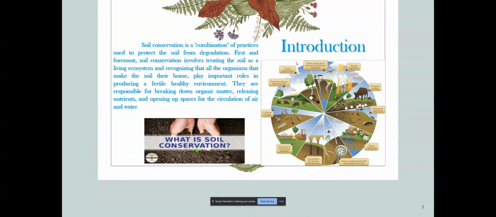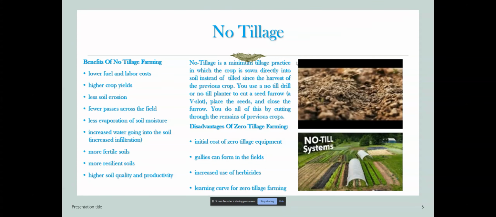So the first thing in understanding soil conservation is what it is. Conservation is a combination of practices used to protect the soil from soil degradation. And the first and most important part of that is recognizing that the soil itself is a living ecosystem and that there are many organisms that make the soil their homes, and you've got to keep them healthy. And the first way of doing that is through a method called no tillage.